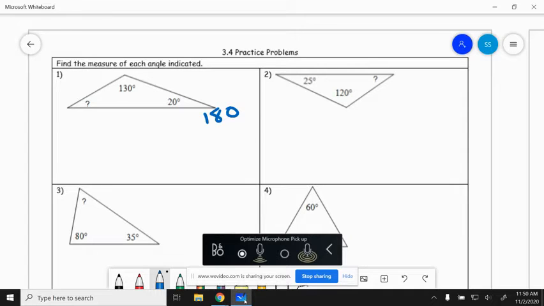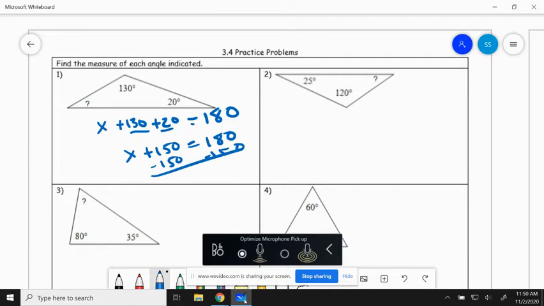So all we need to do for these is just subtract these two angles out here, and you'll be left with the missing angle. So if we wanted to write this as an equation, we could say x plus 130 plus 20 is equal to 180. Combine like terms, you got x plus 150 is equal to 180. Isolate x by subtracting 150 on both sides, and you're left with x is equal to 30. So that missing angle is 30 degrees.